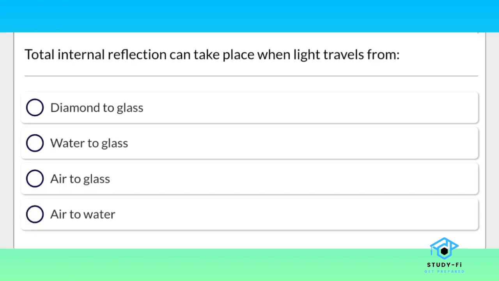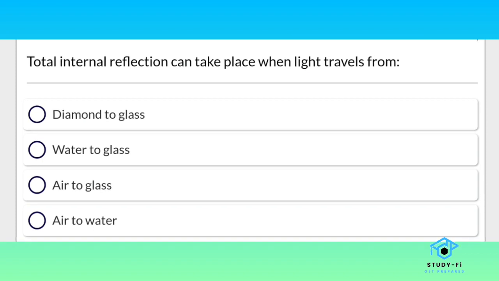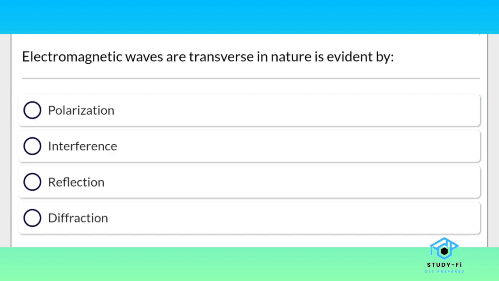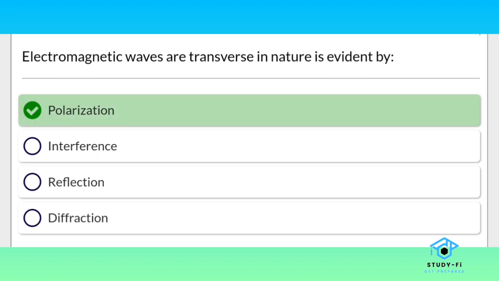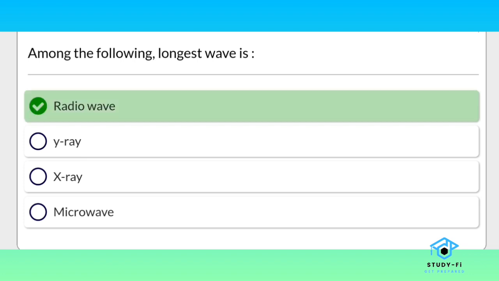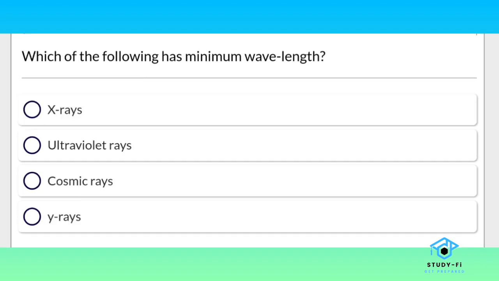When a mirror is rotated by an angle theta, the reflected ray will rotate by 2 theta. Total internal reflection can take place when light travels from diamond to glass. Electromagnetic waves are transverse in nature is evident by polarization. Among the following, the longest wave is radio wave.